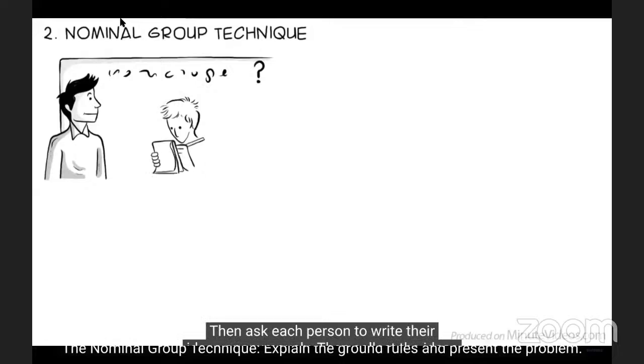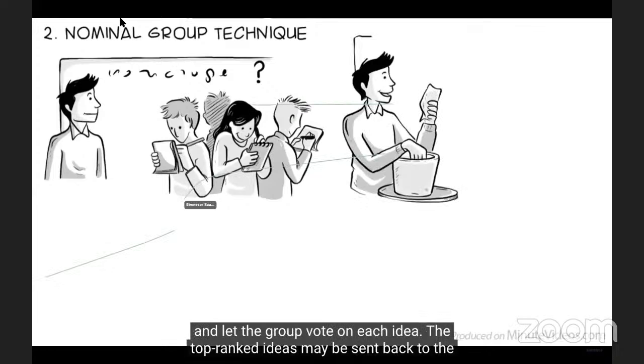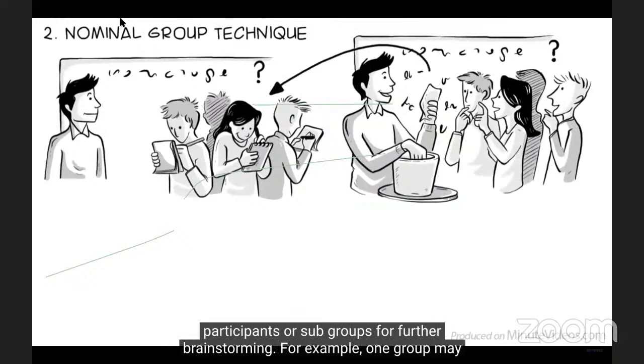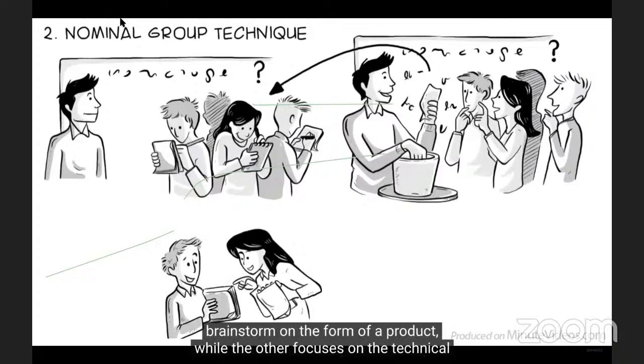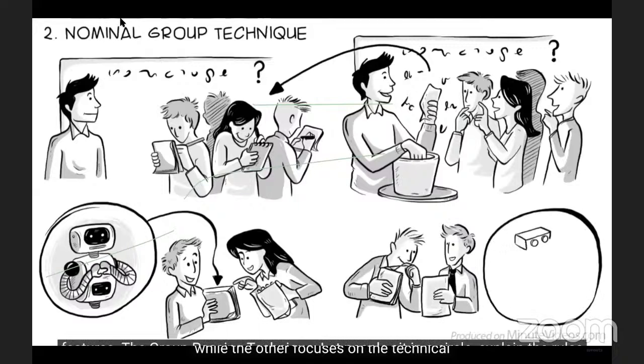The nominal group technique. Explain the ground rules and present the problem. Then ask each person to write their ideas anonymously. Then collect the ideas and let the group vote on each idea. The top ranked ideas may be sent back to the participants or subgroups for further brainstorming. For example, one group may brainstorm on the form of a product, while the other focuses on the technical features.